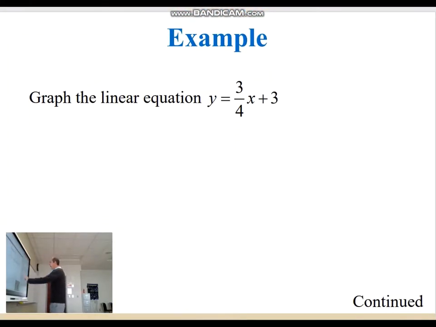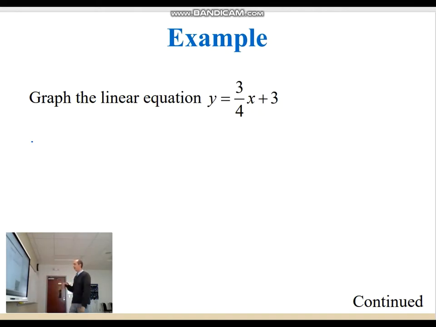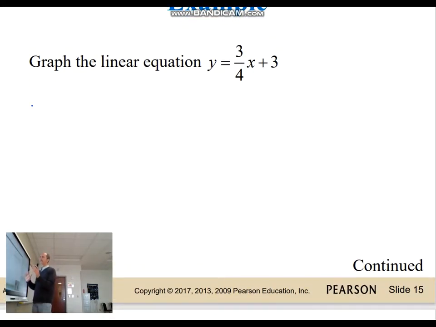First example that we have here, graph this linear equation: y equals 3 over 4 x plus 3. What we're going to do first is find a few values for x. We assume values for x and find the result for y. The first suggestion that I give you is to try to avoid working with fractions. One number that you can guess for x to begin with is x equals 0.